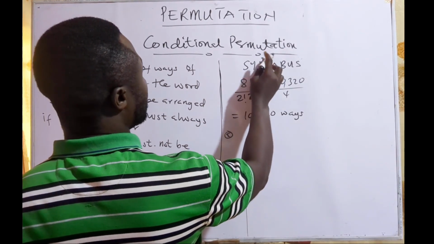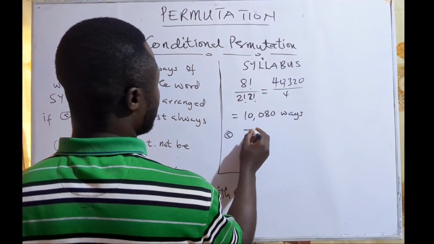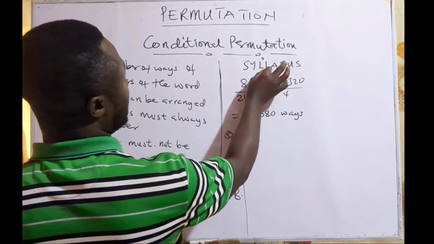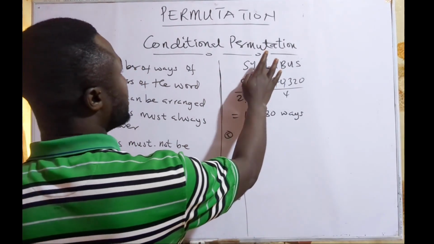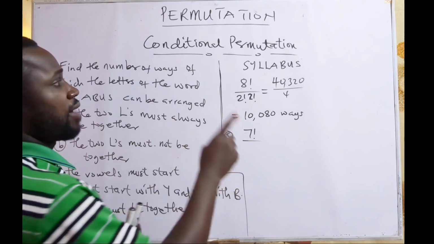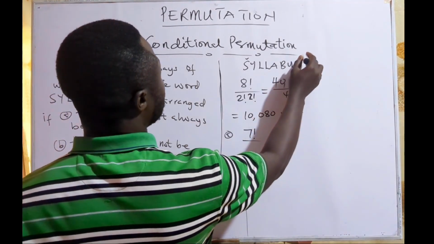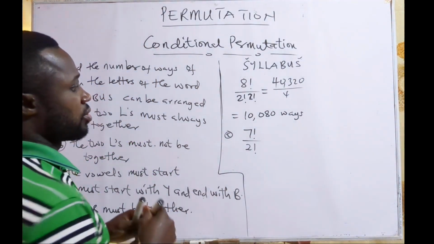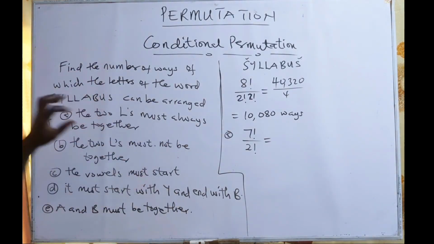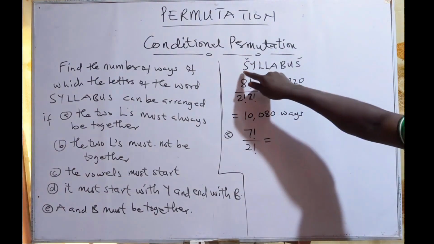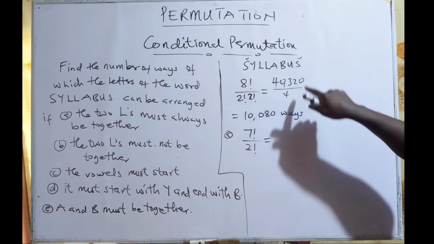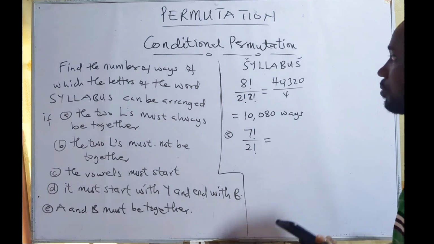If the 2 L's are taken as 1 letter, how many letters are we going to have? 1, 2, 3, 4, 5, 6, 7. So we are going to have 7 factorial. Then we are going to divide because we have the letter S also appearing 2 times. So 7 factorial divided by 2 factorial. That is if the 2 L's must be together.